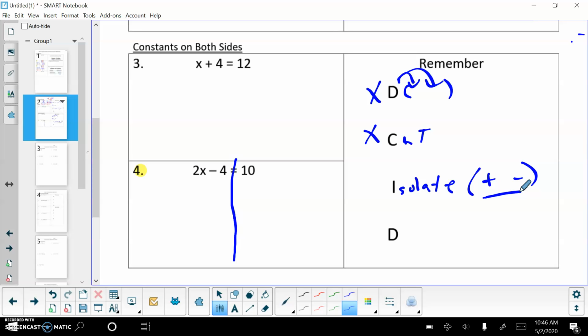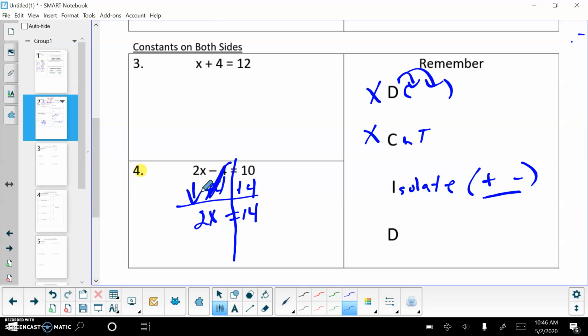So in order to move the 4, I need to do the opposite. The opposite of minus is plus. And then think of it now as like a negative 4 and a positive 4. That cancels. But if I add 4 to one side, I have to add 4 to the other. And 10 plus 4 is 14. And on my other side, I'm just going to bring down that 2x because I didn't do anything with it.